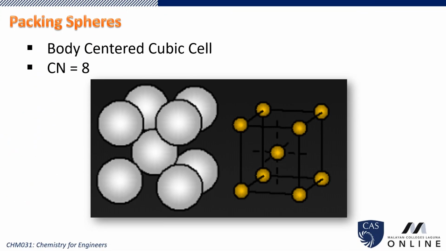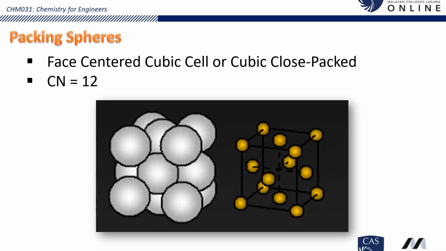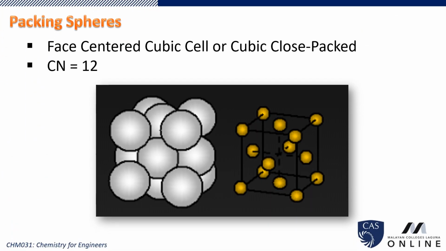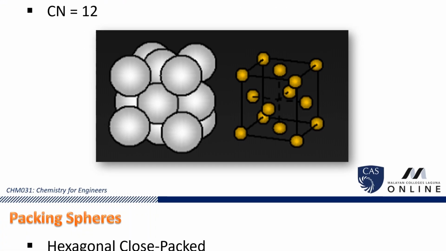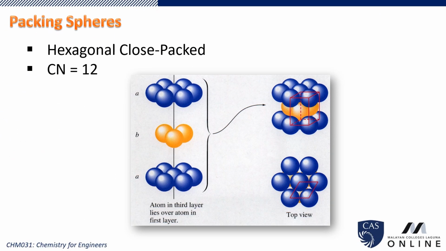In body-centered cubic structures, the coordination number is 8, and this represents more efficient packing than simple cubic. In face-centered cubic or cubic close-packed structures, the coordination number is 12. This represents very efficient packing and high stability. Hexagonal close-packed structures also have a coordination number of 12. They achieve similar packing efficiency through different geometry.